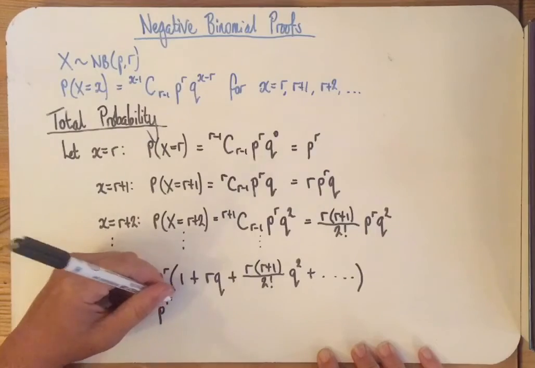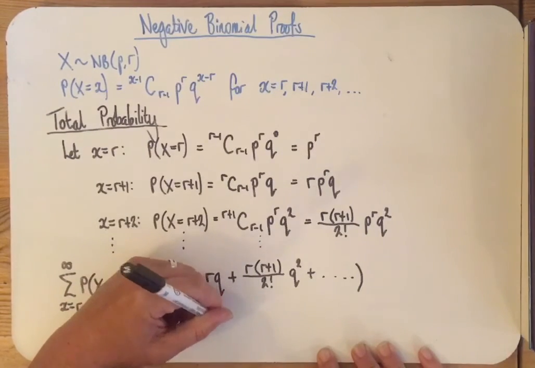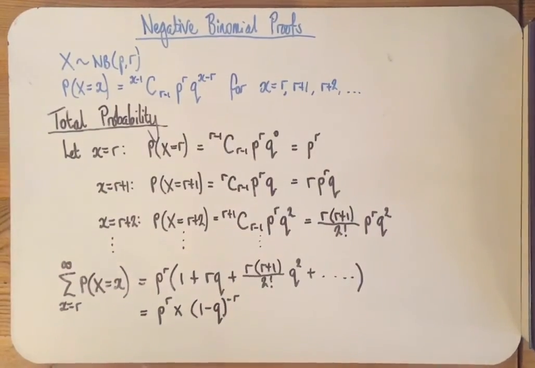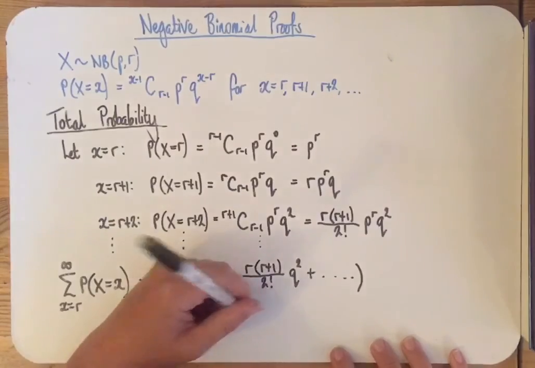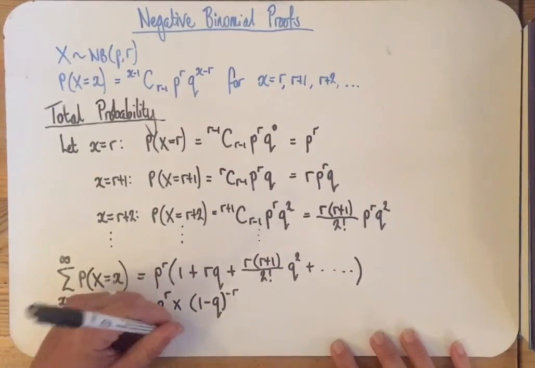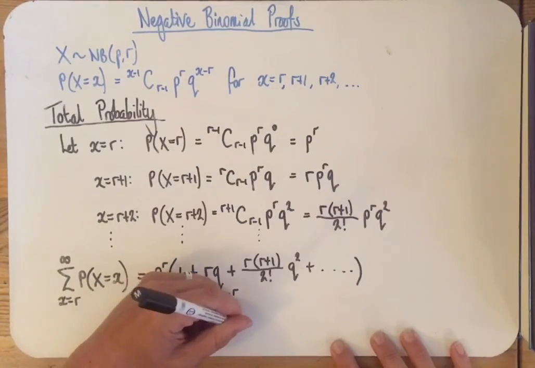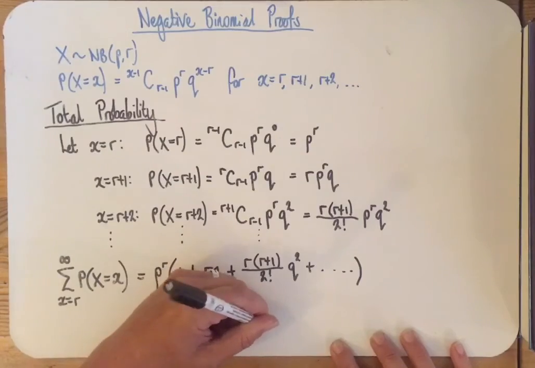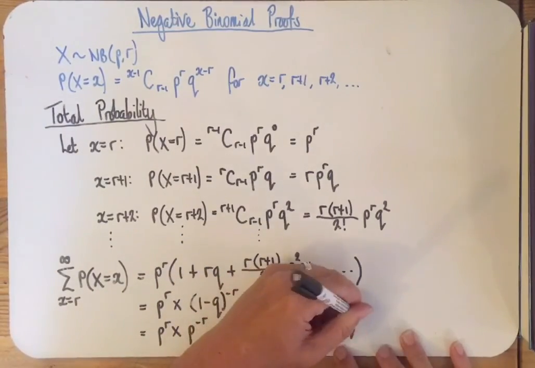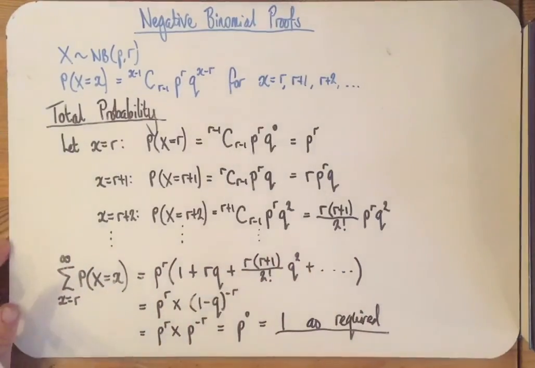So p to the r times 1 minus q to the power minus r. And 1 minus q is equal to p. So this is equal to p to the r times p to the minus r, which is p to the power 0, which is equal to 1 as required. So that's a proof that all of the probabilities add to 1.